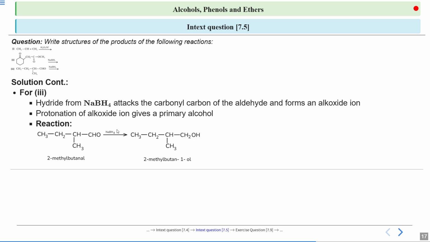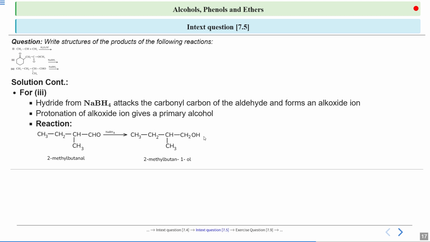So sodium borohydride will give H minus. This H minus will attack this carbonyl group, that is C double bond O. This carbon has a partial positive charge and oxygen a negative charge, so H minus will attack this carbon. Electron density will shift onto your oxygen and this double bond will break. And then what will happen? The protonation of alkoxide will happen and you will get a primary alcohol.